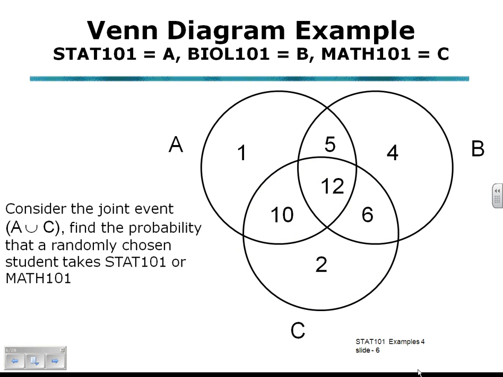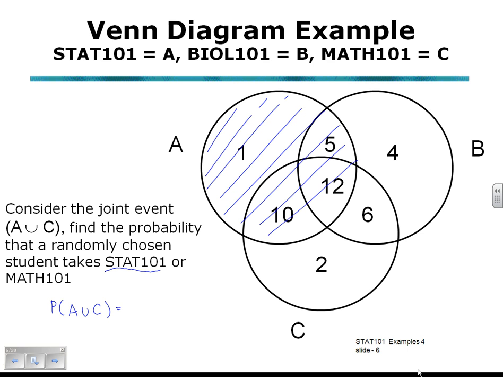Moving on to joint events, considering the joint event A union C, find the probability a randomly chosen student takes Stat 101 or Math 101. A union C, remember, so they can take Stat 101 or they can take Math 101. So shading here, they can fall inside the circle A, they can fall inside the circle C, or indeed in the overlap between the two.